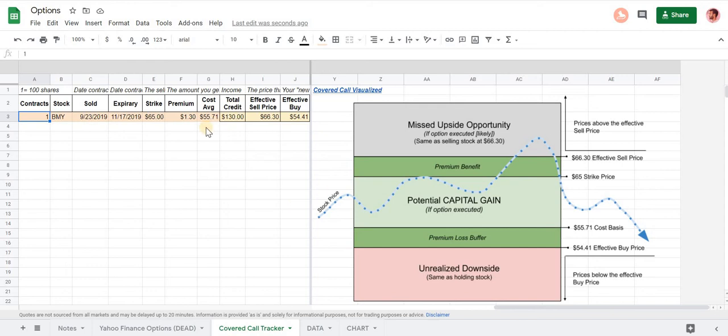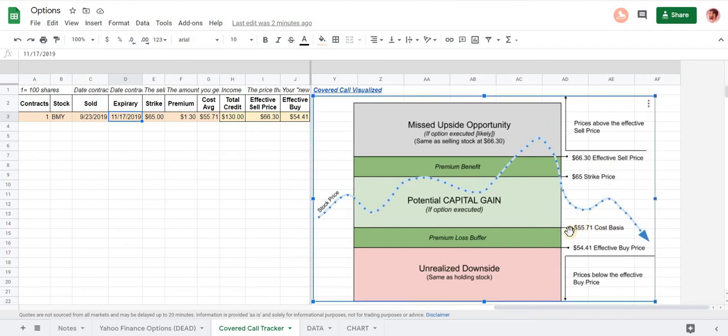So that's basically saying you're going to be getting $130 upfront because you want to sell your BMY shares at a specific price and date. The strike in this case is 65 and the expiration here was November 17th. So in the chart, you have your cost basis, $55.71, and you're saying sometime in November, I want to sell it for $65. That's the price you want to sell it at. Because you get the premium, your actual sell price is $66.30.